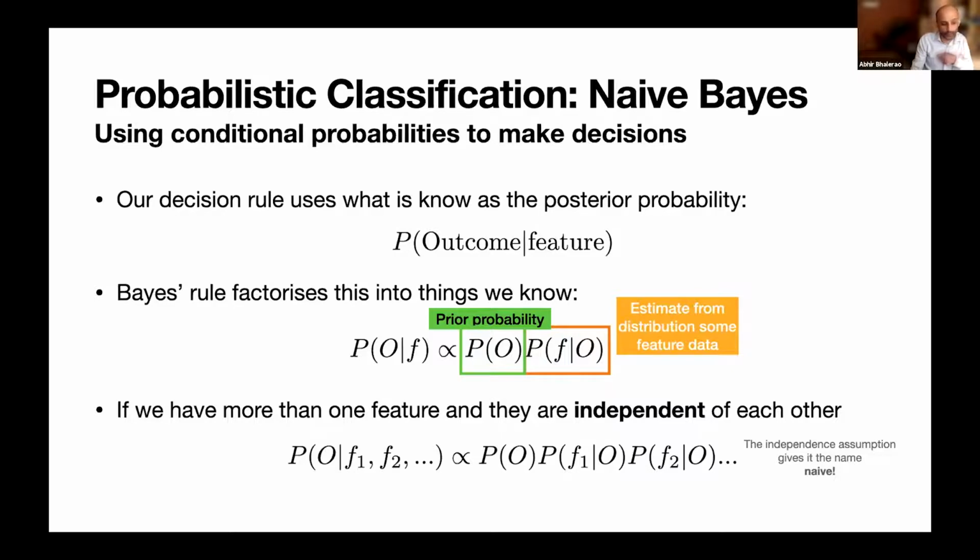So if I have multiple features, how do I use this? Well, I'm looking for the outcome posterior, given a set of input features. And I have to factorize this out. This is known as the naive Bayes decision probability. So it's this product of the prior and each of the individual likelihoods of the features given the outcome that I'm interested in.